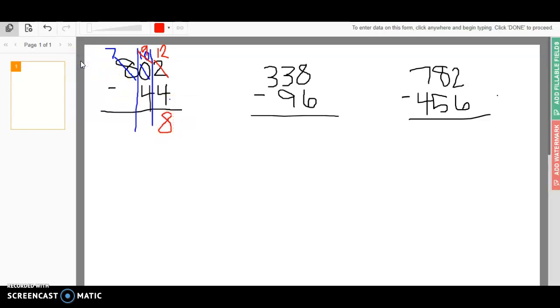Now I'm going to go to my tens place. In my tens place, I have 9 minus 4. 9 is greater than 4, so I can subtract. What is 9 minus 4? That's right, it is 5. Okay, now let's look over here. I have 7 minus blank.